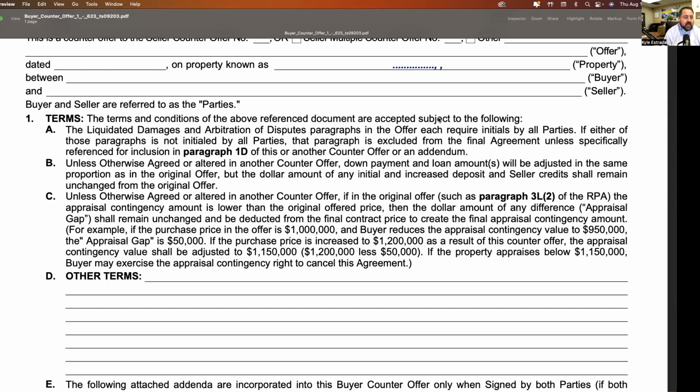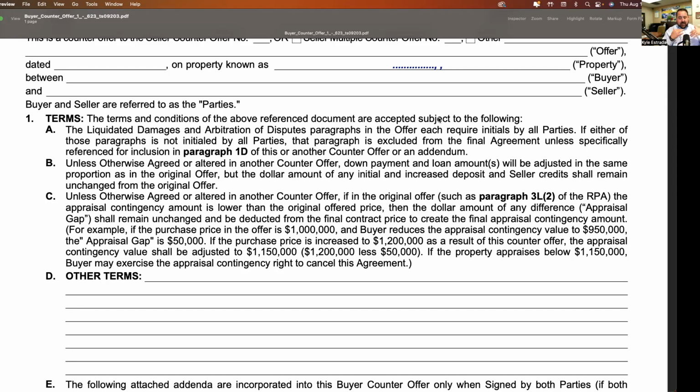For example, if the purchase price in the offer is $1 million and the buyer reduces the appraisal contingency value to $950,000, the appraisal gap is $50,000. If the purchase price is increased to $1.2 million as a result of this counteroffer, the appraisal contingency value shall be adjusted to $1,150,000, which is $1,200,000 less the $50,000. If the appraised value is below $1.15 million, buyer may exercise the appraisal right to cancel this agreement.